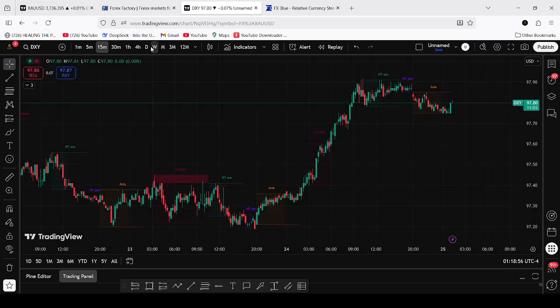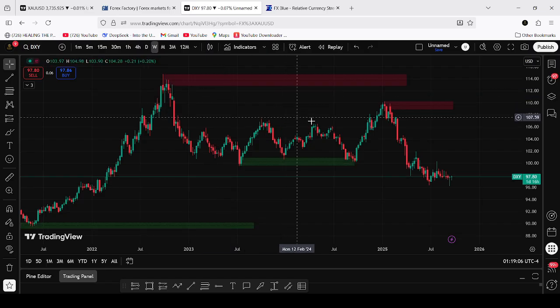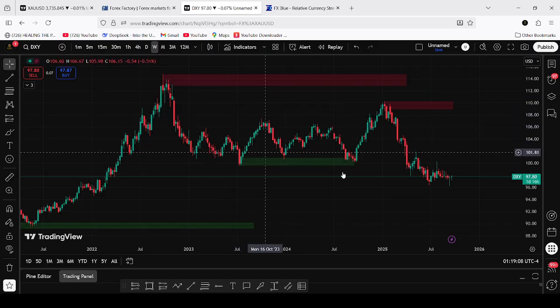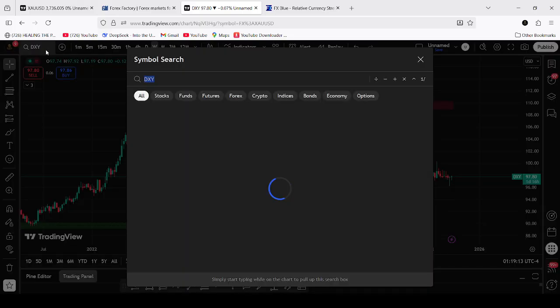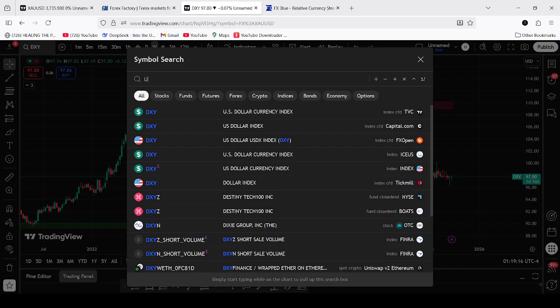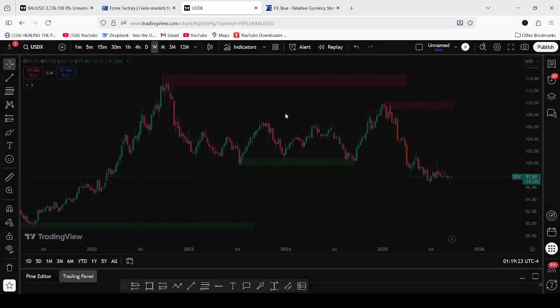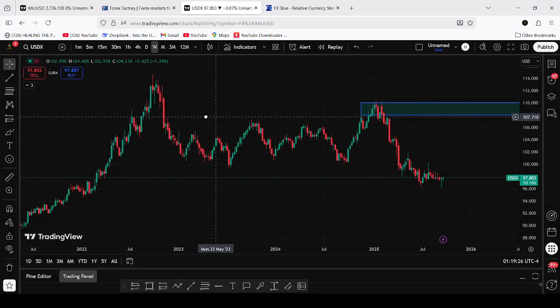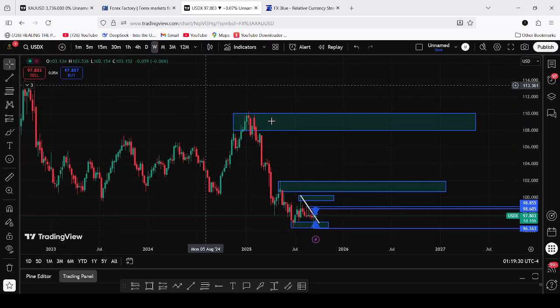So we start by looking for the DXY so that we can be able to know which is the direction actually for this currency. So let me look at, so this is our key zone of interest.